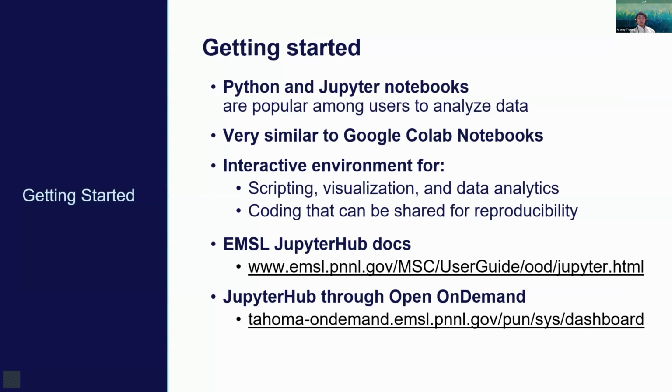And you could also run this on our supercomputing system at EMSL called Tahoma. So you can check the documentation on how to get access to Tahoma, and you can run a Jupyter Hub server where you run these scripting notebooks on this Jupyter server that's running in the supercomputing system through Open OnDemand.